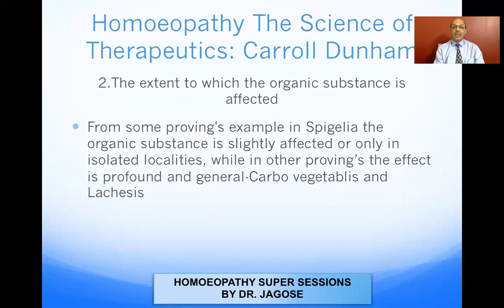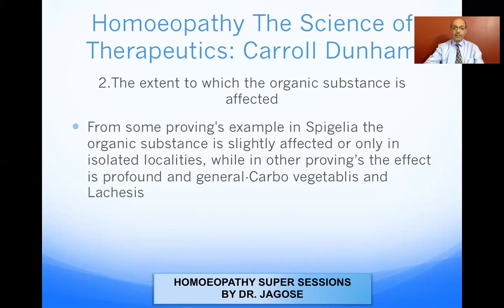Second point: the extent to which the organic substance is affected. For example, in some provings, as in Spigelia, the organic substance is slightly affected or only in isolated localities, while in other provings the effect is profound and general, as in Carbo vegetabilis and Lachesis. So he says that in the provings, you may find that some drugs have affinity for isolated localities, whereas some drugs have a profound action on a particular organ or a particular system.